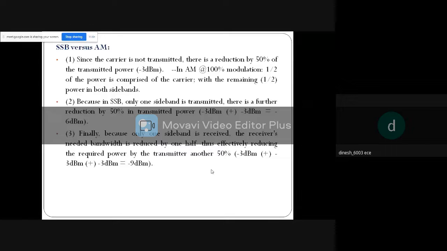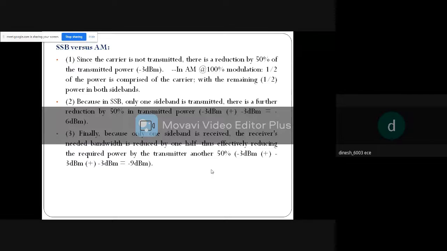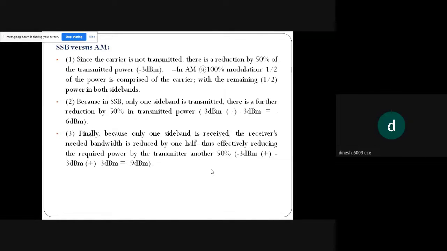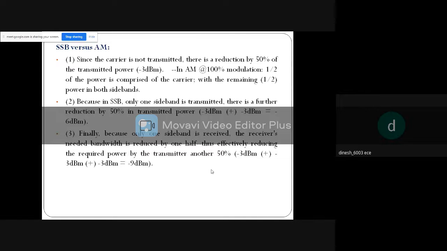In amplitude modulation, for 100% modulation, half of the power is consumed by the carrier, with the remaining half of the power in both the sidebands. Whereas in a single sideband transmission, only one sideband is transmitted. There is a further reduction by 50% in transmitted power, which gives 6 decibels. Finally, because only one sideband is received, the receiver's tuned bandwidth is reduced by half, thus effectively reducing the required transmitter power by another 50%. So we get 9 decibels.